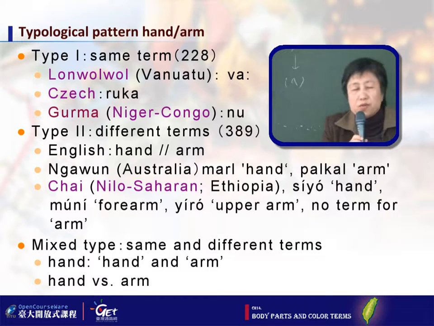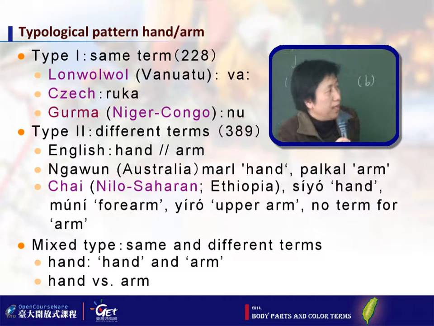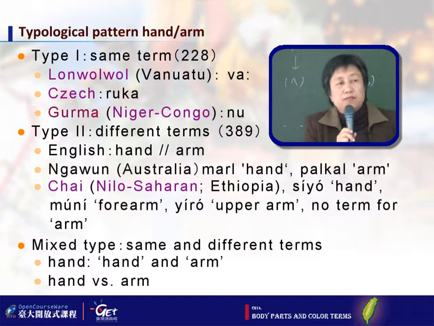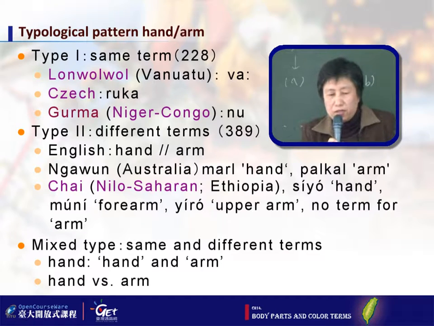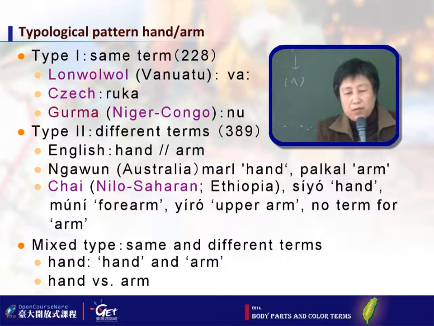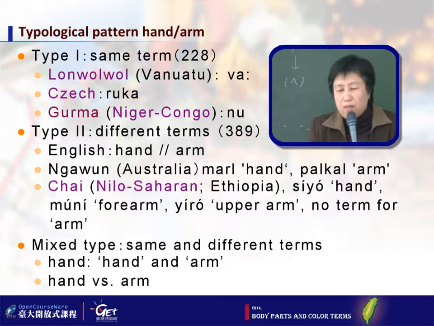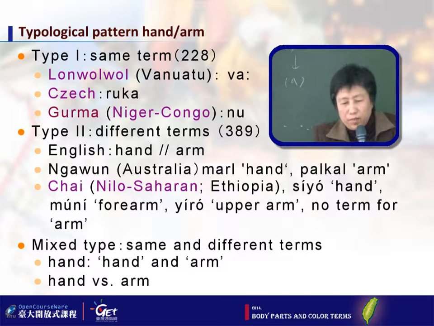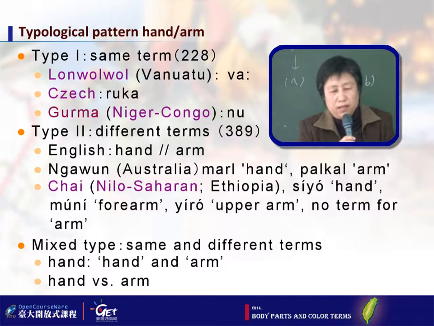Okay, and there's a second type using different terms for hand and arm. And English, of course, is one. 389 languages were surveyed, or they have done intensive research in that area, and found that 389 languages have different terms. Nguawun, the language spoken in Australia, uses different words for hand and arm: Kamar for hand, pauka for arm. And Chai in Ethiopia, same thing.